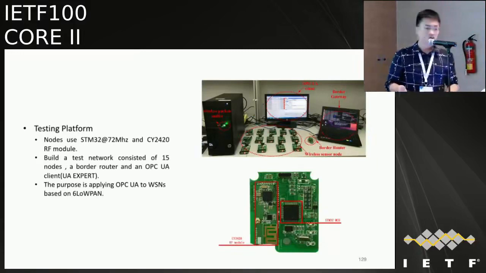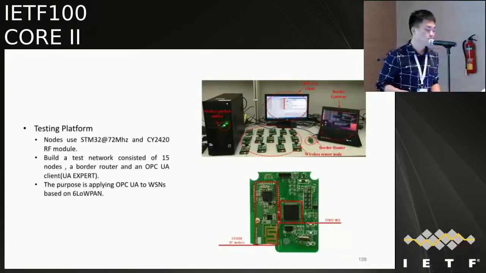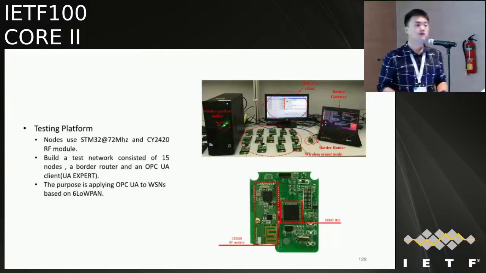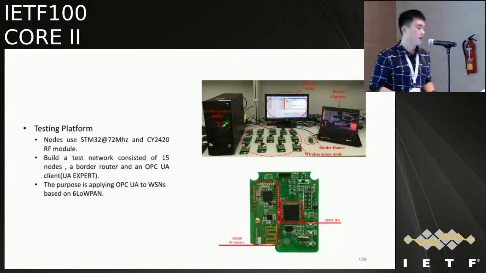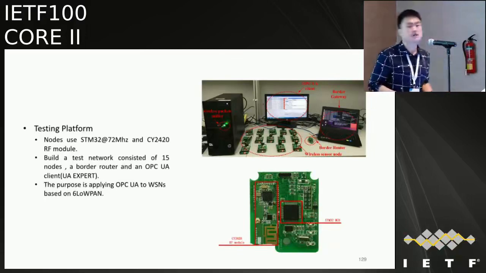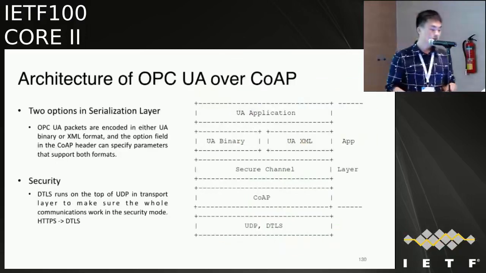The nodes we used are STM32 and CC2420 RF model. We built a test network consisting of 50 nodes, a border router, and an OPC UA client. The purpose of what we do is applying OPC UA to WSNs based on 6LoWPAN.